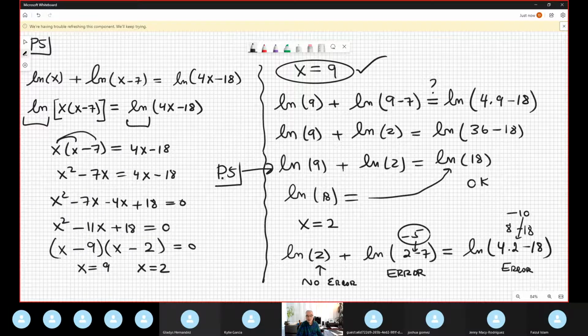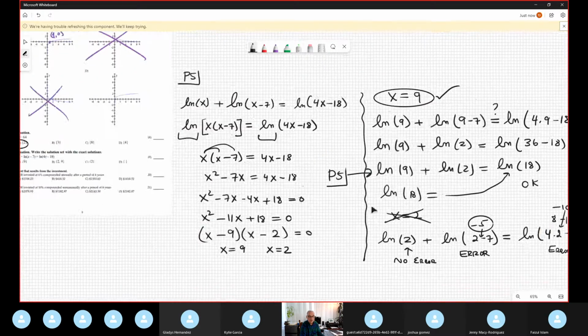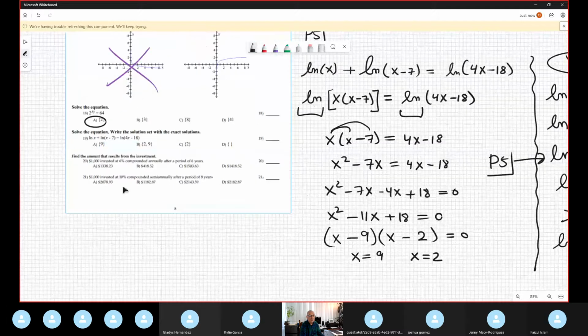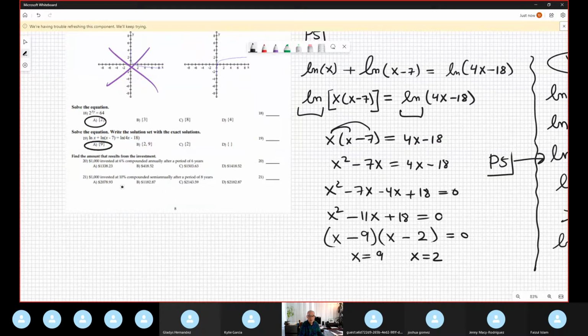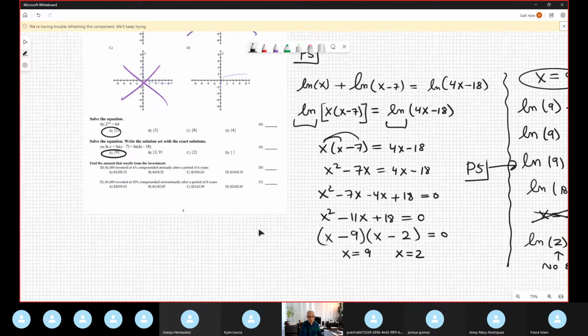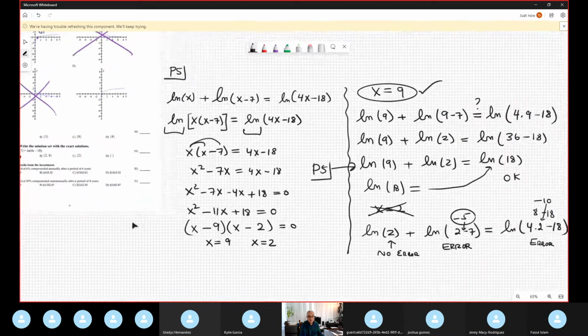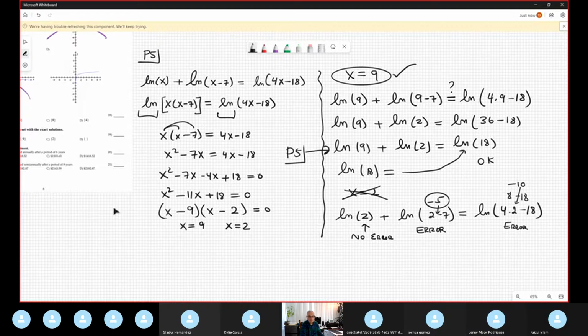Error means que 2 is no solution. And the only solution that we have is 9. Is the option A, I guess so. Let me see. Oh yes, option A. This idea is super clear. Yes, very well. Now let's move on to the word problem.